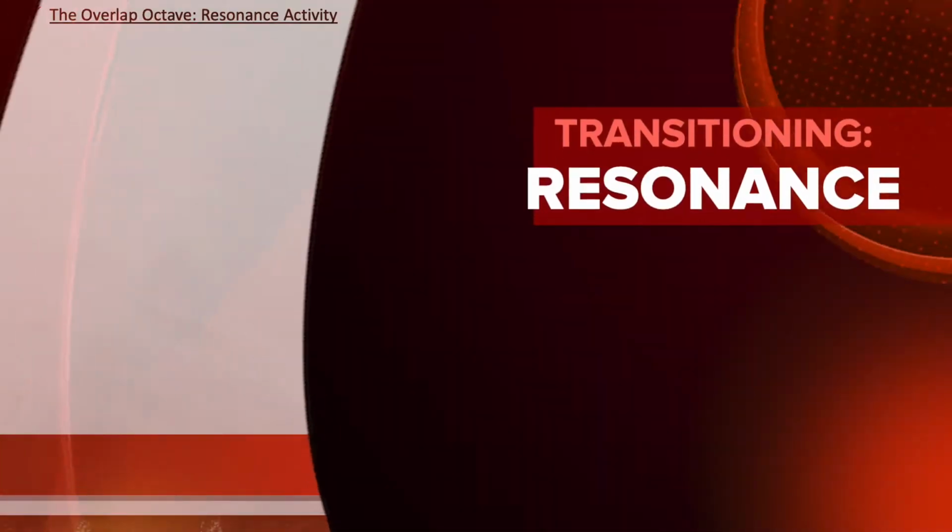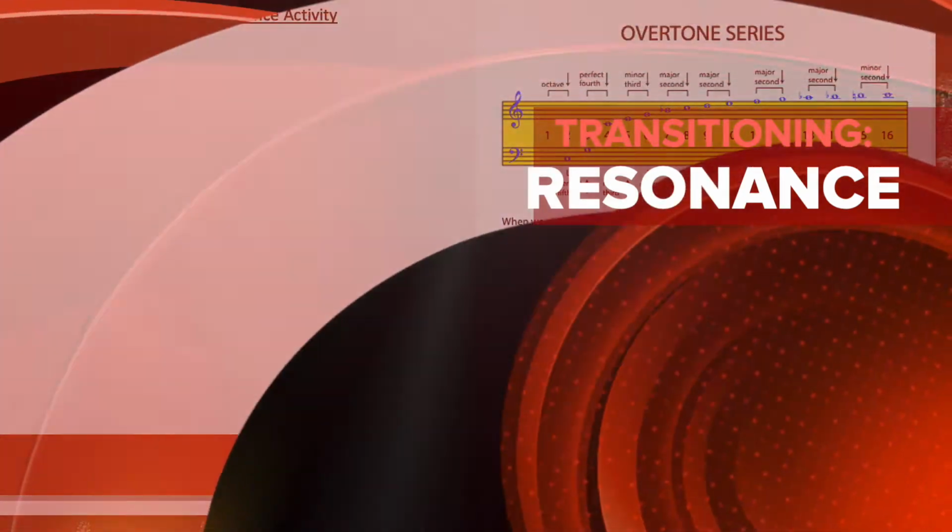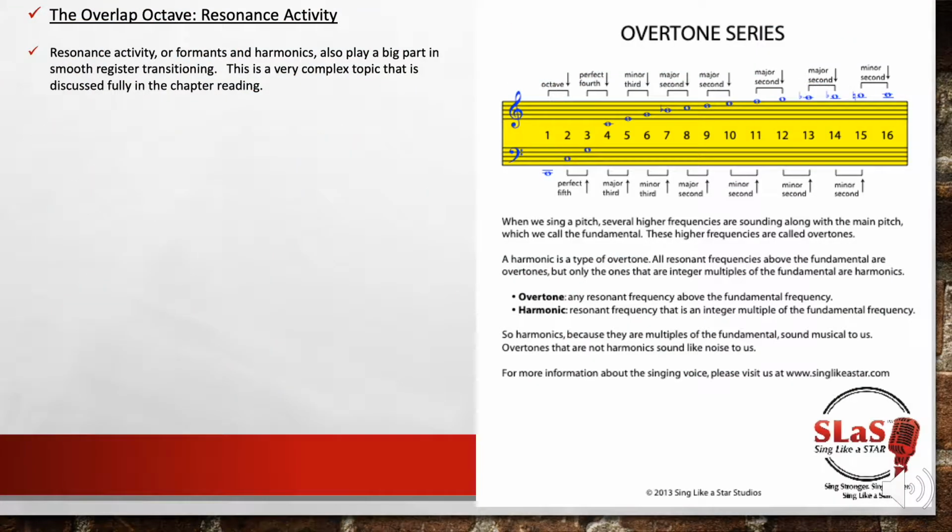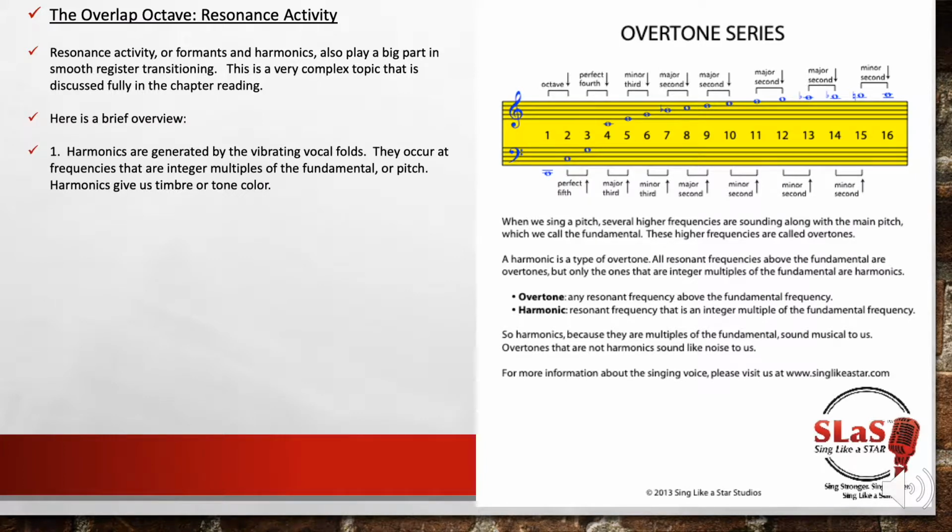The overlap octave, resonance activity. Resonance activity, or formants and harmonics, also play a big part in smooth register transitioning. This is a very complex topic that is discussed fully in the chapter reading. Here's a brief overview. Harmonics are generated by the vibrating vocal folds. They occur at frequencies that are integer multiples of the fundamental, or pitch. Harmonics give us timbre, or tone color.